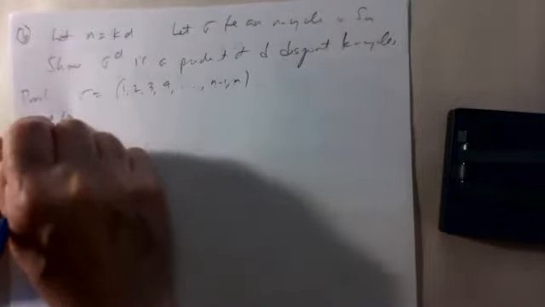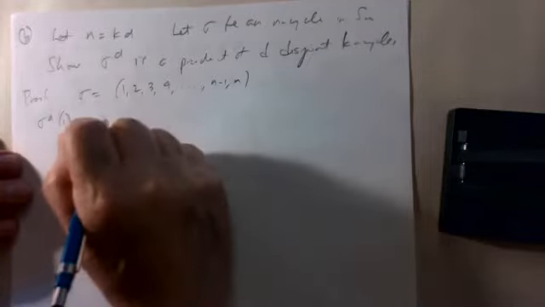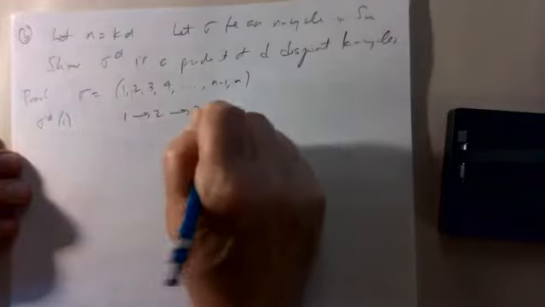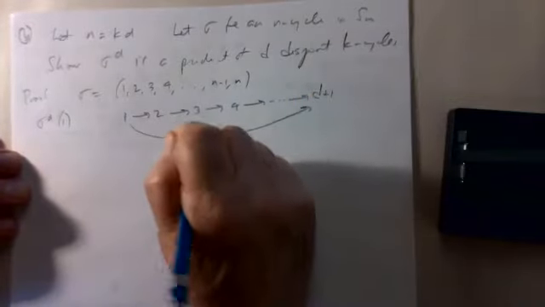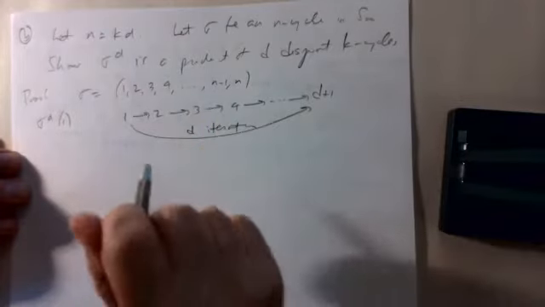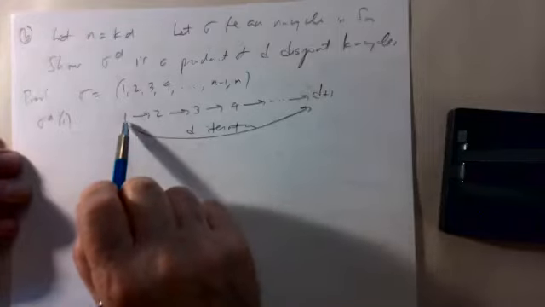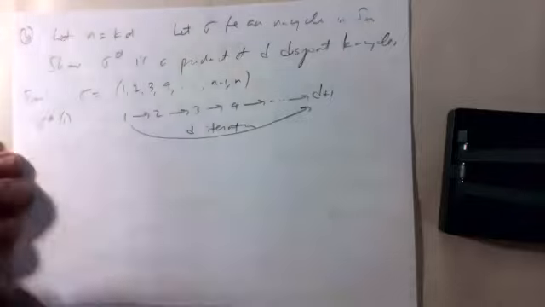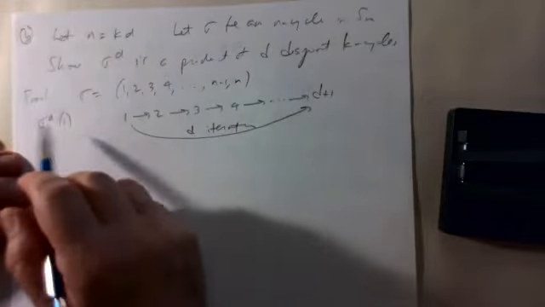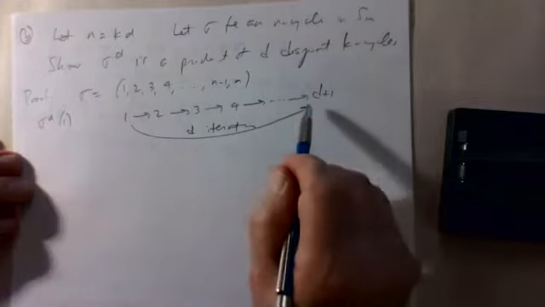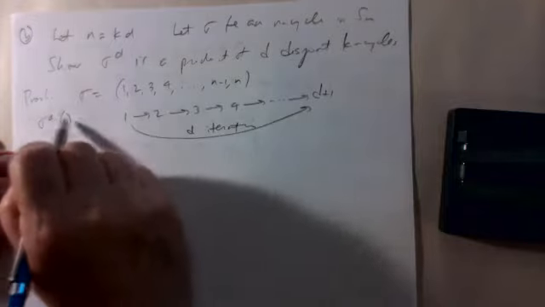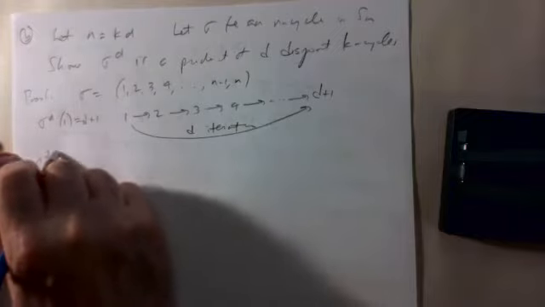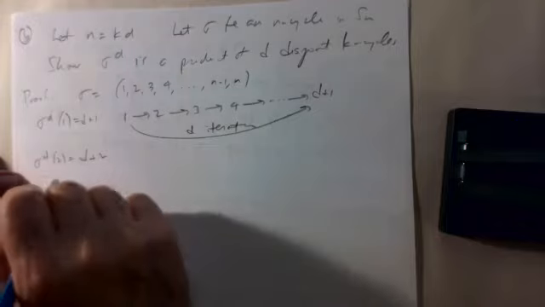So let's see. In general, sigma to the d of 1. What happens if you apply sigma d times? 1 goes to 2, 2 goes to 3, 3 goes to 4. So if you iterate the permutation sigma d times, every time you apply sigma to a number r, it goes up by 1 until it gets to n, and then it comes back to 1. So sigma to the d of 1 is d plus 1. Sigma to the d of 2 is d plus 2, and so on.